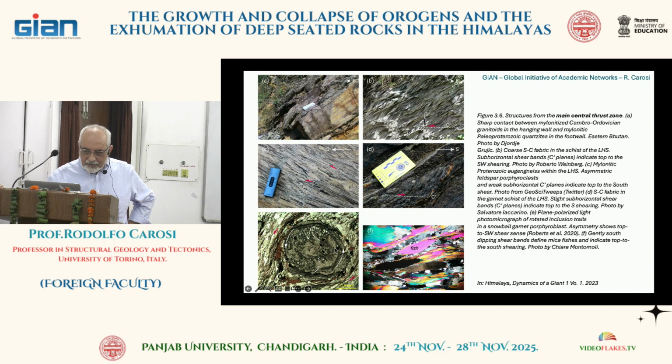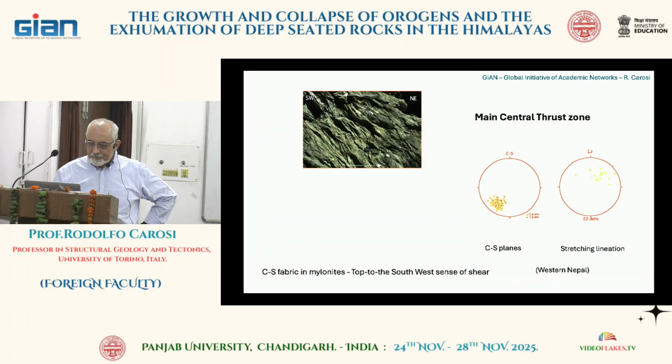There are some rotated garnets in the Main Central Thrust zone. This picture is from Salvatore Iaccarino from Turin, or some mica fish like this. This photo is by Chiara Montomoli, maybe from Western Nepal. So very large mica fish, suggesting a top to the southwest sense of shear. So about the sense of shear, there is no problem, both at the mesoscale and at the microscale.